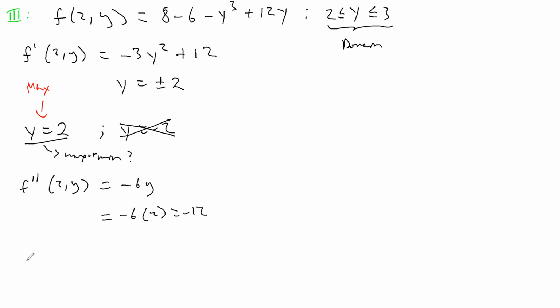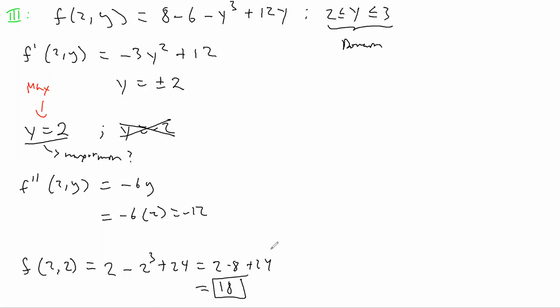All right, so we can say that f of (2, 2) is going to be a maximum value at 2 minus 2 cubed plus 24. That's the same thing as 2 minus 8 plus 24. So minus 6, that'll be 18. All right, so that's the maximum value.